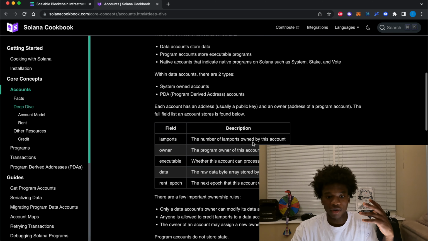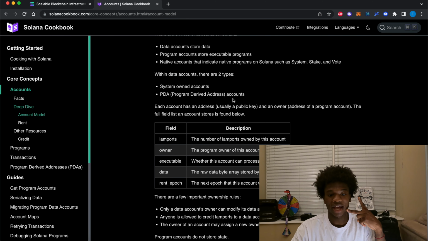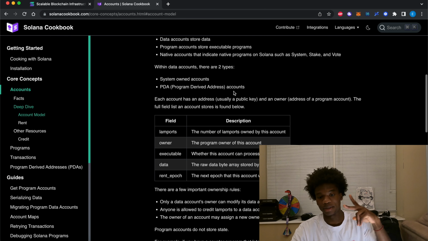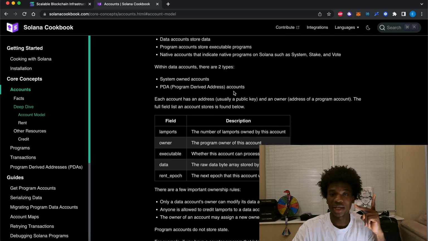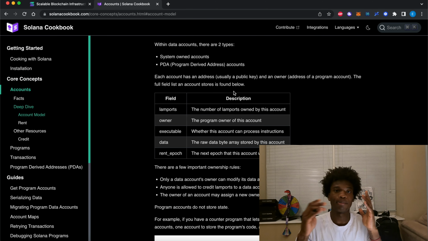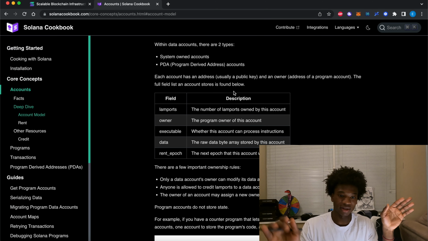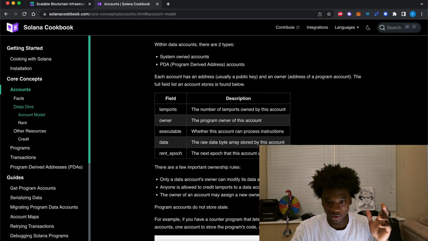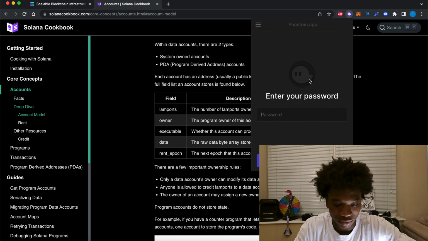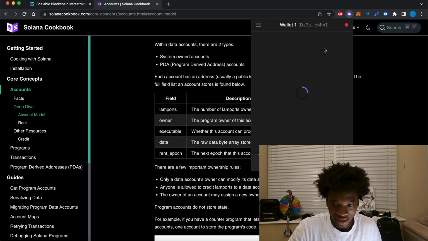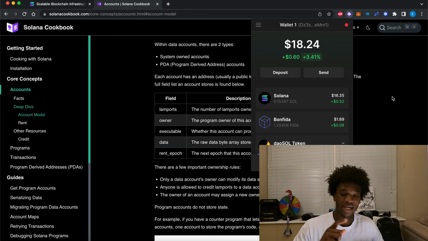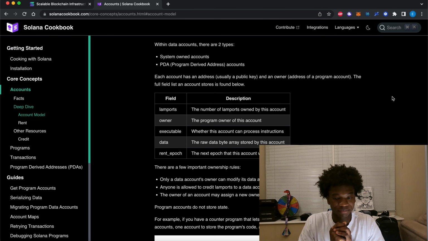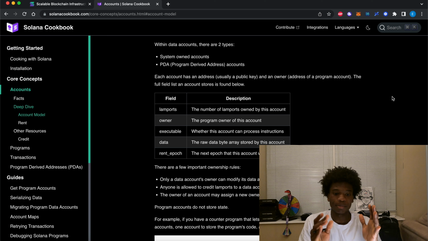So there are two types of data accounts. We have system-owned accounts and we have PDA accounts, program-derived address accounts. Each account has an address, usually a public key. That's the long string of random characters that I'm going to show you here on my screen. This is the DZ3S random string that we see up there. That's each address, the public key. You should notice, very important.